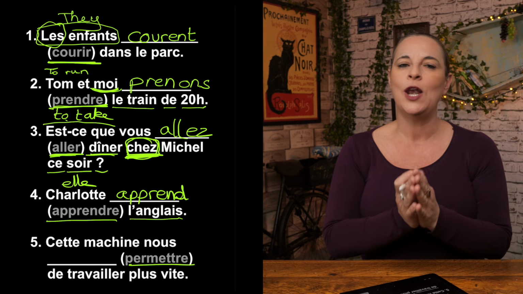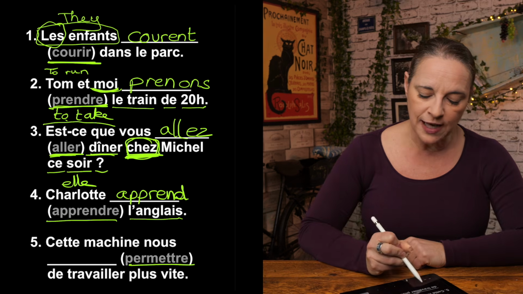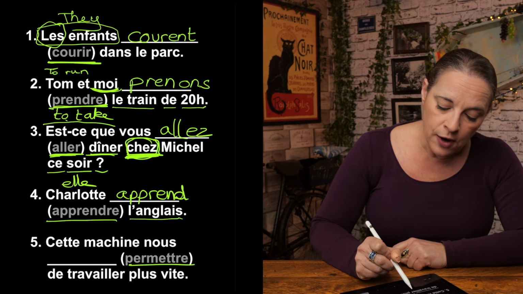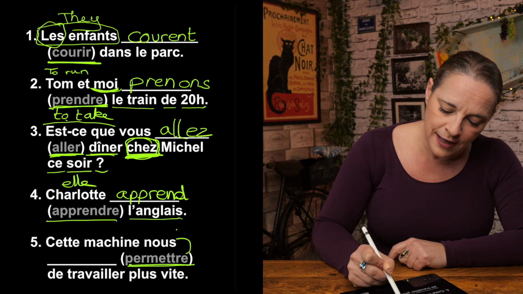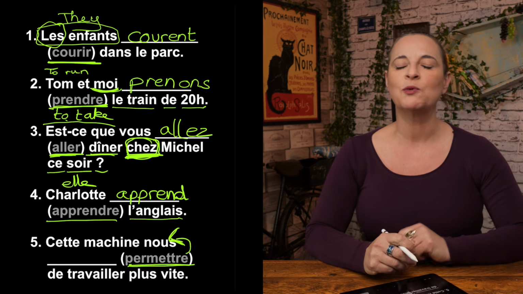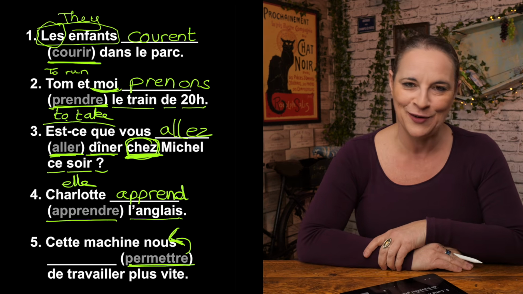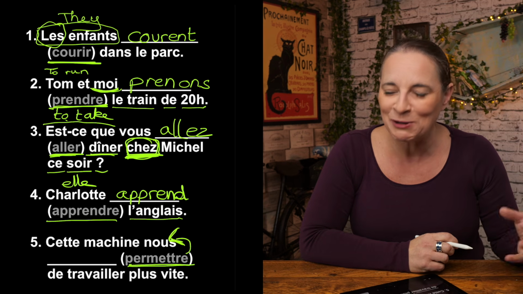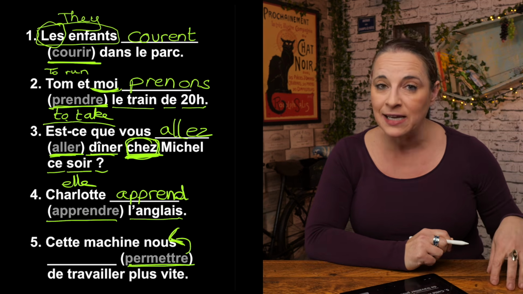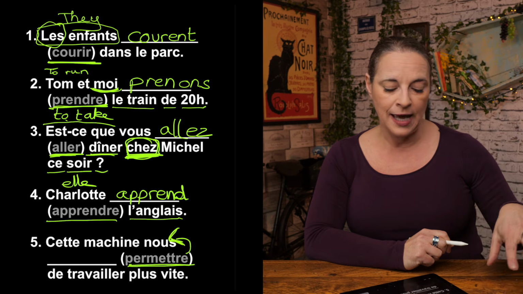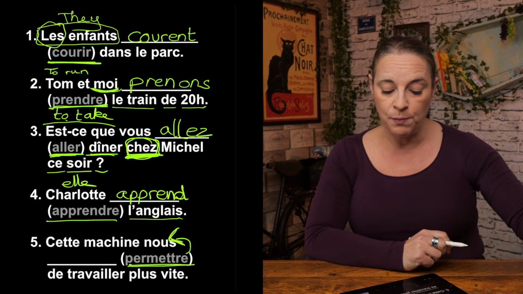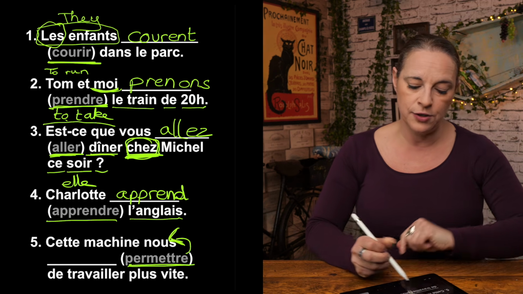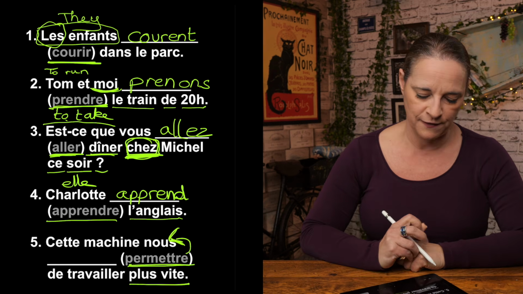Numéro 5, cette machine, and the verb we want is permettre, permettre. And that means to allow, permettre, de travailler plus vite. Cette machine, this machine, allows us, and this is where you see nous. You might wonder, well, what is the nous for here? Okay, it's known as a complément d'objet direct. Okay, it's directly linked. It's not the subject. Okay, the subject is cette machine, but the complément is nous. This machine allows us, okay, to work faster, plus vite, faster.